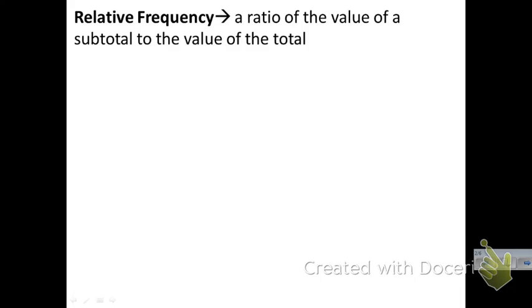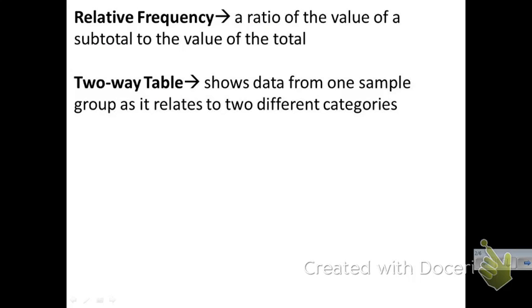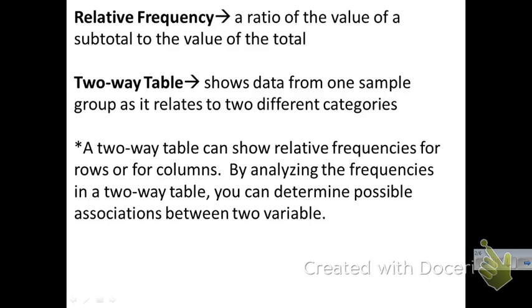So when we talk about ratio, we talk about it as being a fraction. So we have a subtotal, that will be the number on the top, to the total, the number on the bottom. And then we'll compare those. A two-way table shows data from one sample group as it relates to two different categories. A two-way table can show relative frequencies for rows or for columns, and we'll do both. We'll find it for the rows and we'll find it for the columns.